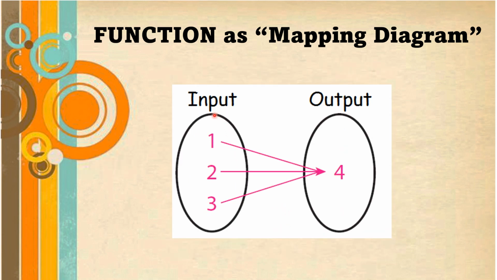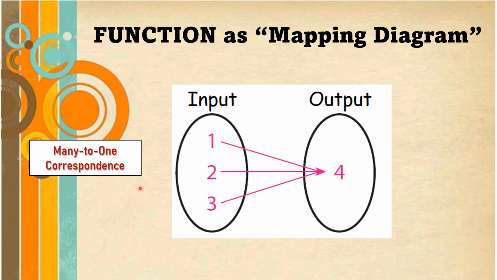Next, on the first oblong, we have the input 1, 2, 3. And on the second one, the output, we have the element 4. As you can see, the elements in the first diagram are partnered to the one element in the output. So this describes many-to-one correspondence. Lahat laban sa isa. When we check, each element here has only one arrow beside it. 1 has only one arrow, 2 has only one, same with 3. Therefore, this mapping diagram is a function, and that pertains to many-to-one correspondence.